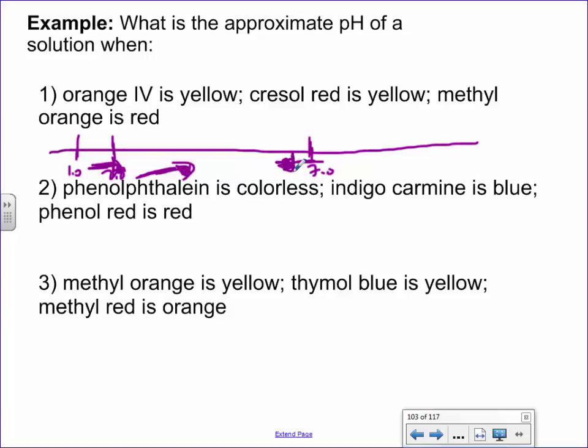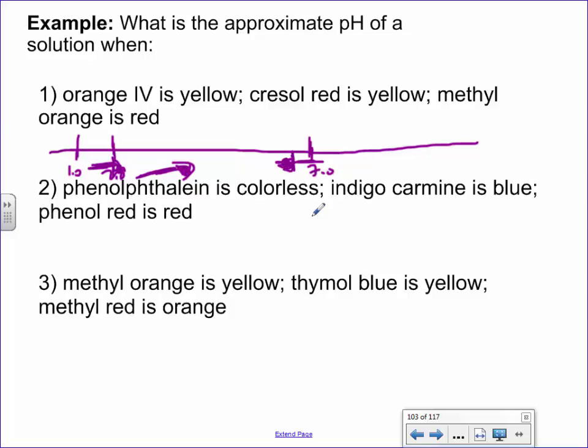Because what would happen if the pH gets above 7? It would turn from yellow through to orange and then eventually red. Okay, so currently, where is our pH narrowed down to? What's the range we can narrow it down to? More than 2.8, but less than 7.